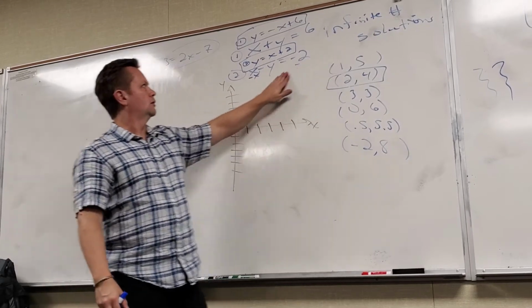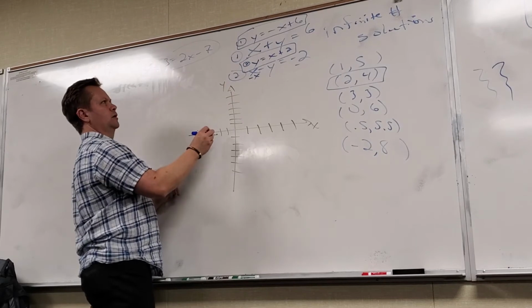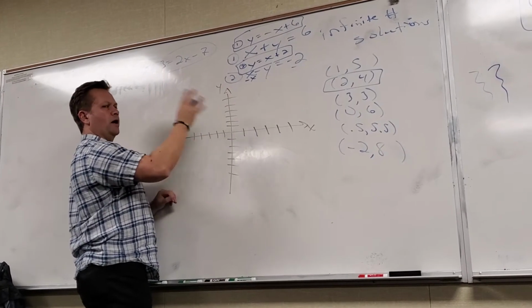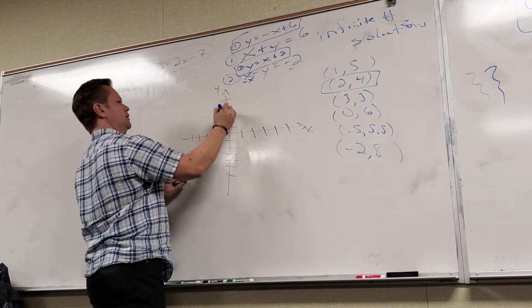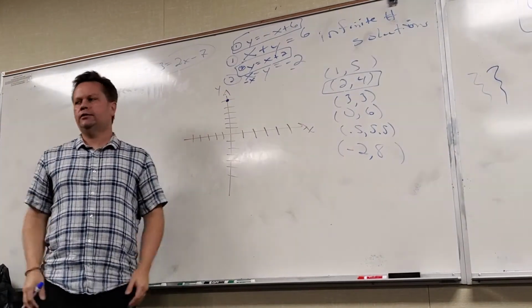Okay. So how do I plot this first one? What do I know about the first one? What's the y-intercept? 0, 6. 0, 6.